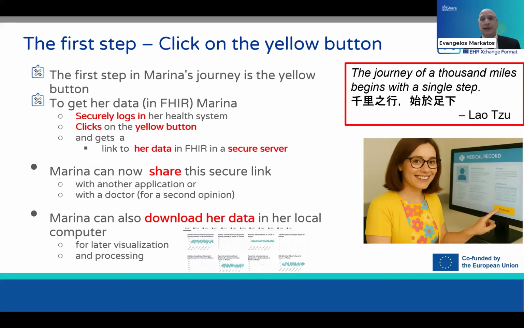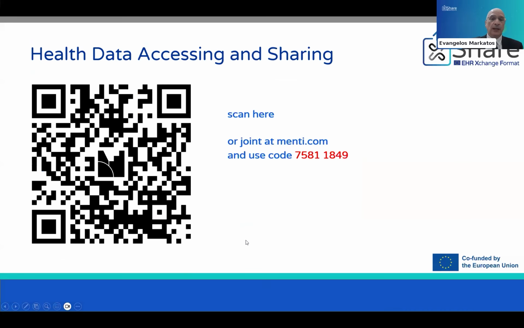But you know what the Chinese say? That the journey of 1,000 miles begins with a single step. And Marina was able to take this first step. And the first step in Marina's journey is the yellow button. To get her data in FHIR, Marina securely logs in her health system, clicks on the yellow button, and gets a link to her data in FHIR in a secure server. Marina can now share this link with another application or with a doctor for a second opinion. Marina can also download her data in her local computer for later visualization and processing, much like this screen up here.